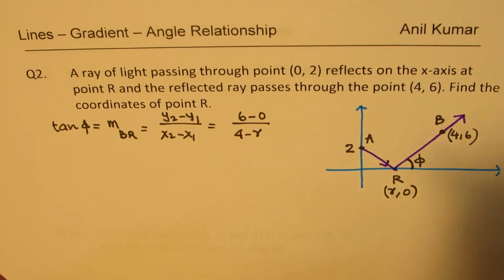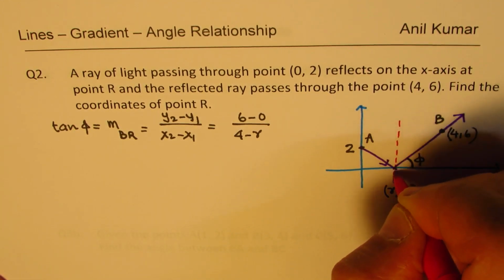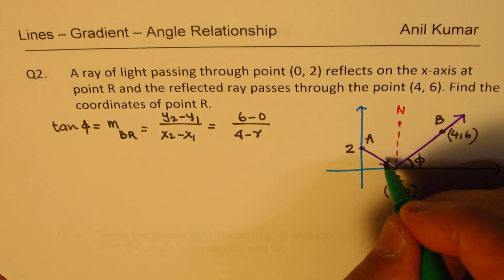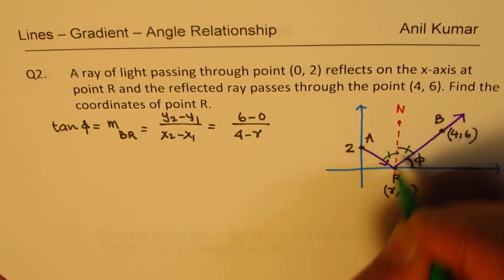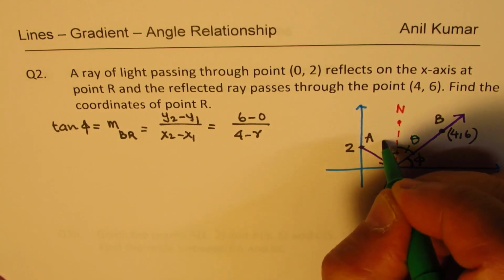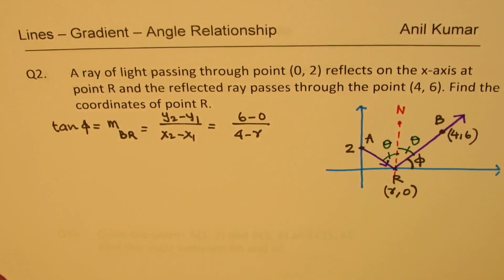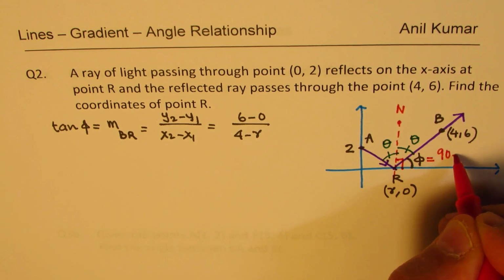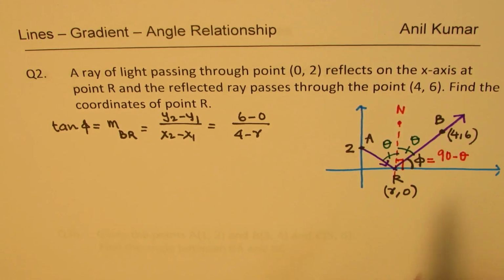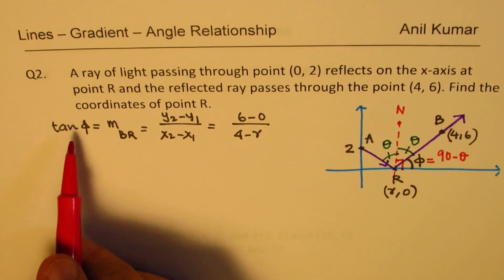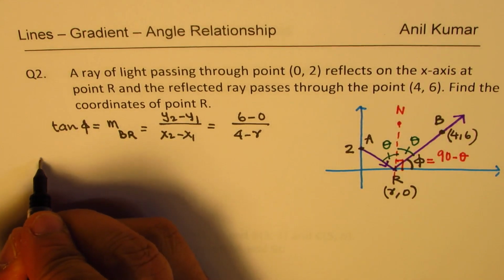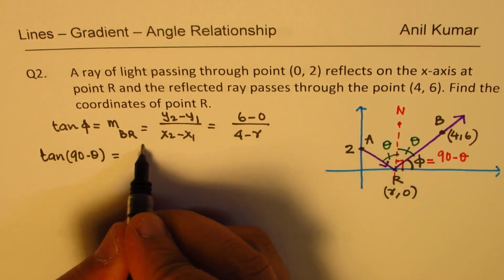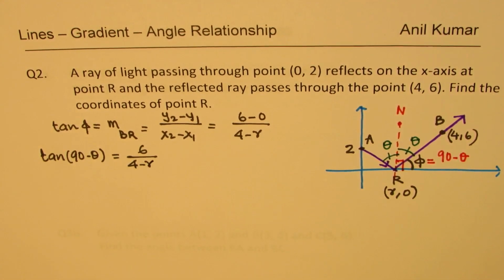Okay. Now when we're talking about reflected lines, let's consider this to be the normal. Let's call this point here N. In that case, what we really know is that these two angles are equal. So let's say this angle is theta. In that case, this is also theta. We also know that this total angle is 90. That means phi is equal to 90 minus theta. So the angle phi is 90 minus theta. So I could write on the left side tan of 90 minus theta is basically equal to 6 over 4 minus r.